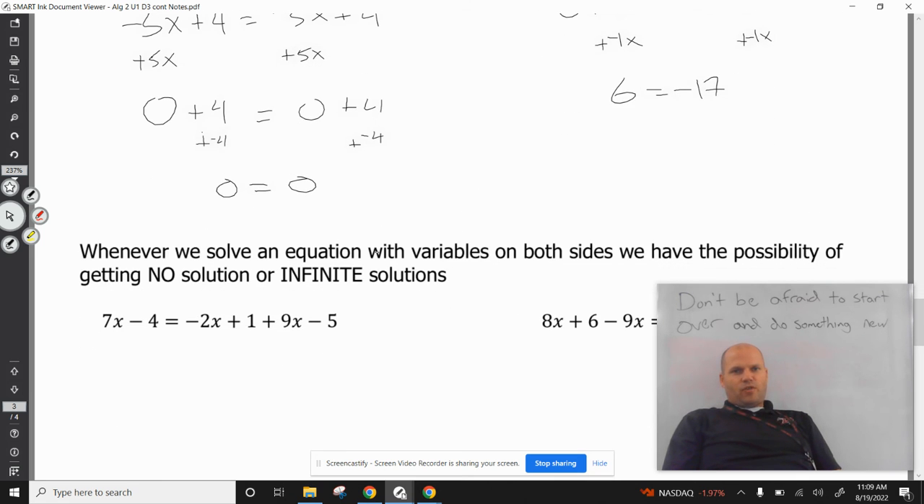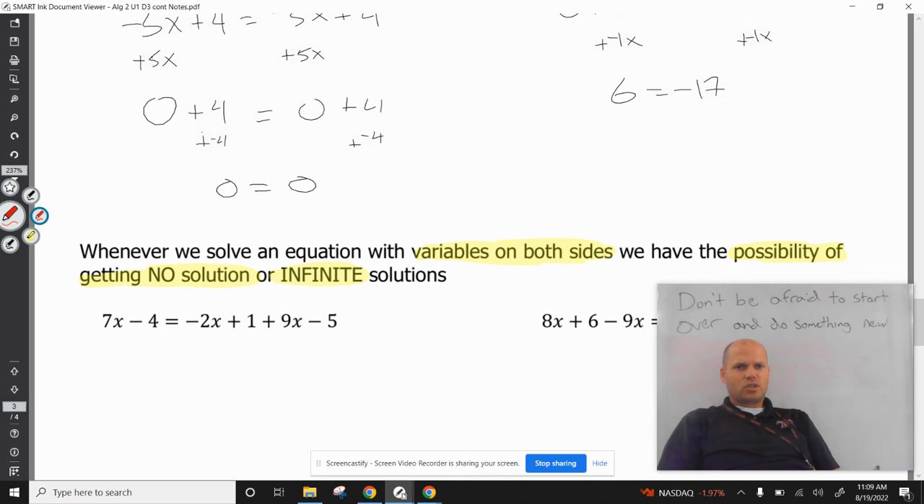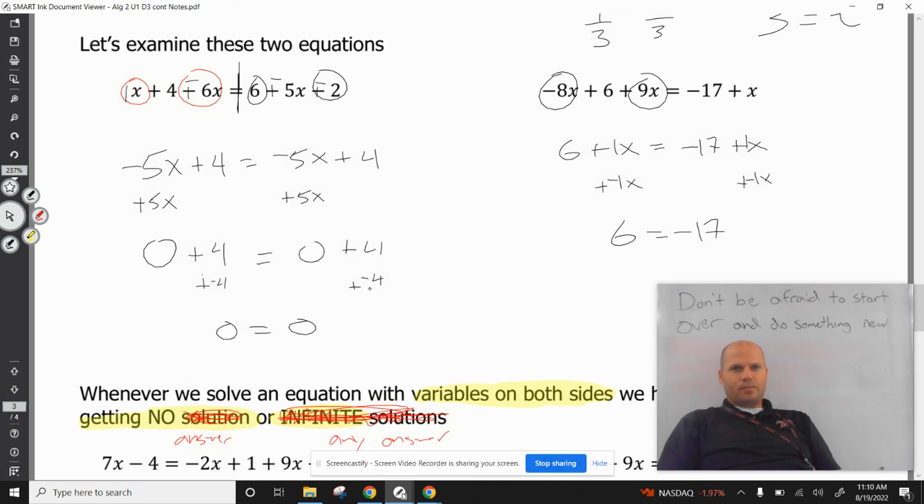When we solve equations with variables on both sides, we have the possibility of there being no solutions or there being any number possible, infinite amount of solutions. Now, I don't want to say infinite solutions. Let's not say solutions of no answer or any answer. There's other situations with infinite solutions. So I'm just going to say any answer. Okay? Why this is important is, let's go back to this.